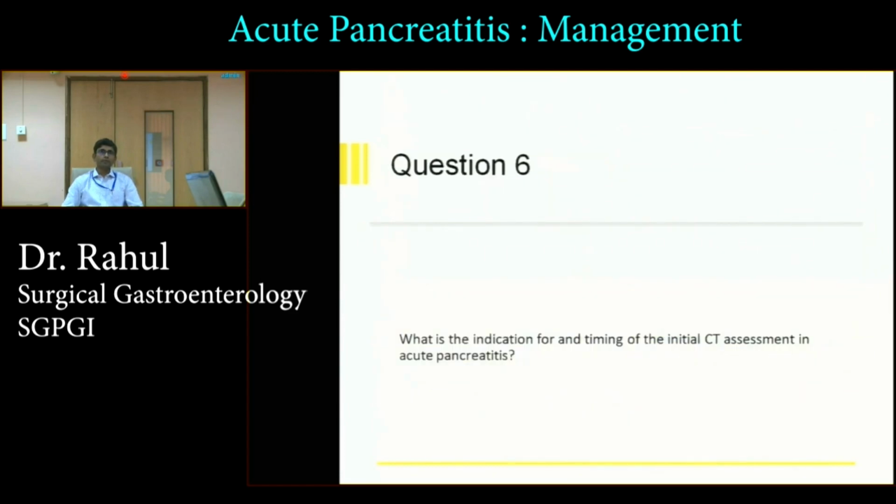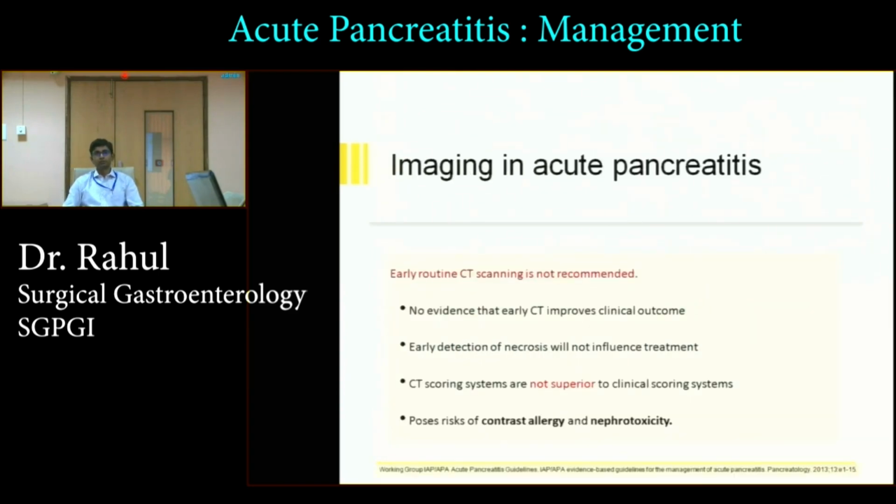So, next. What is the indication for timing of the initial CT assessment in acute pancreatitis? We have done the staging, we have done the severity, we know the severity. Now, how to do the imaging? We were talking about imaging in acute pancreatitis, but when should CT be done? Early routine CT scanning is not recommended in acute pancreatitis, and there is no evidence that early CT improves clinical outcome. In fact, CT scoring systems are not superior to clinical scoring systems. So, scoring in the acute phase or the early phase will not influence the treatment.